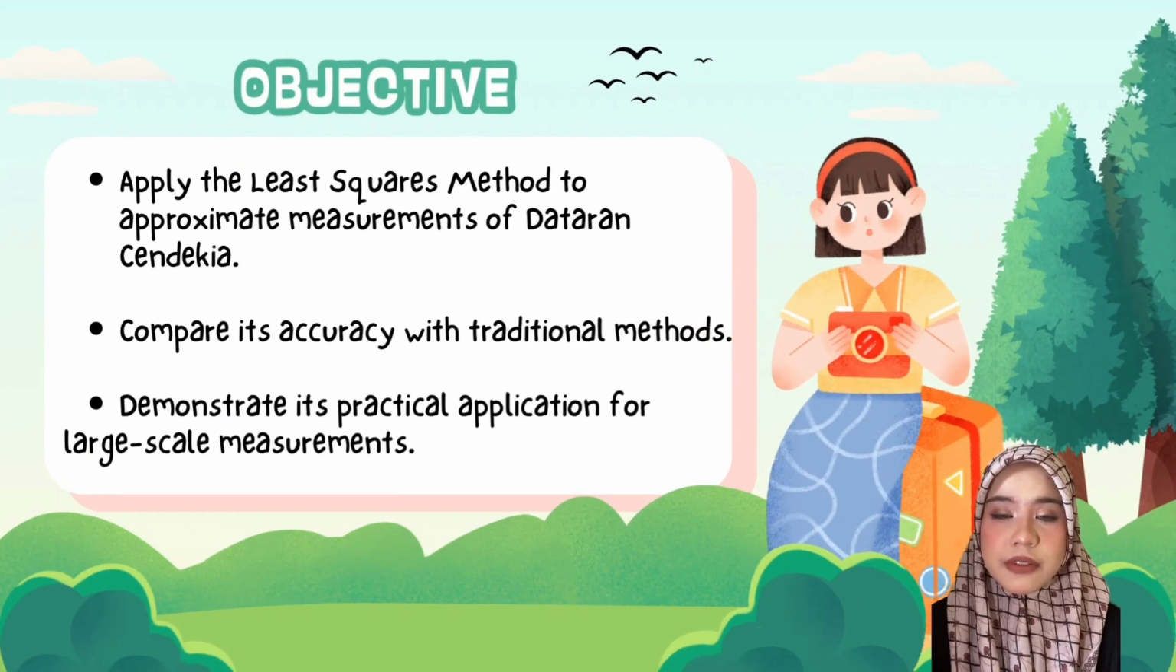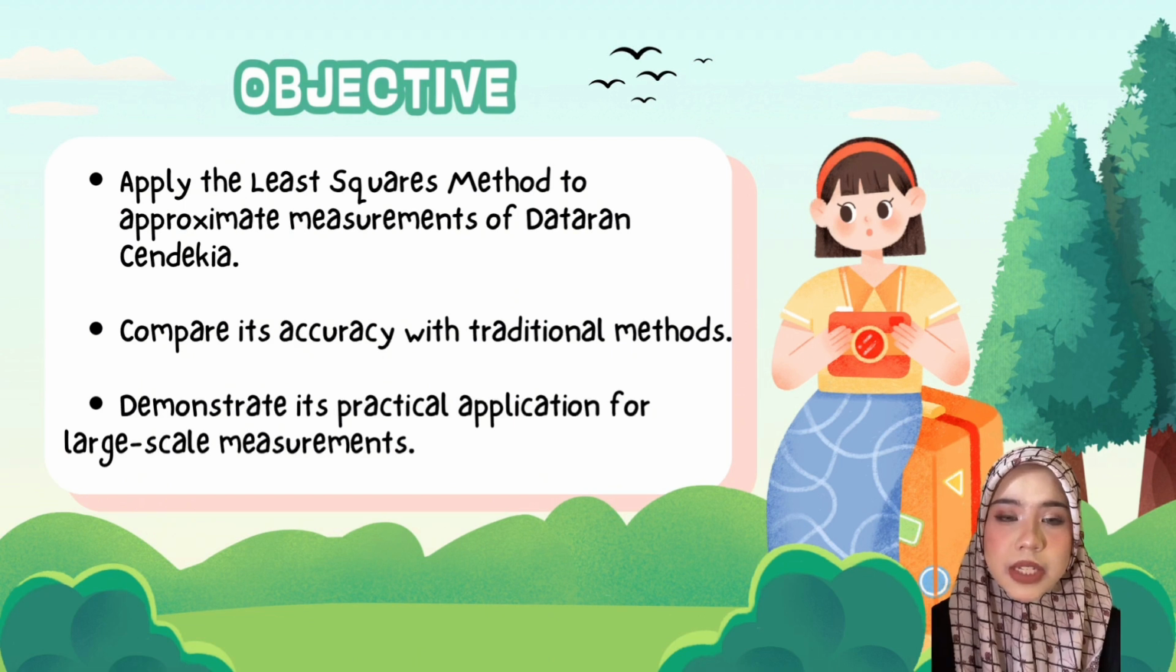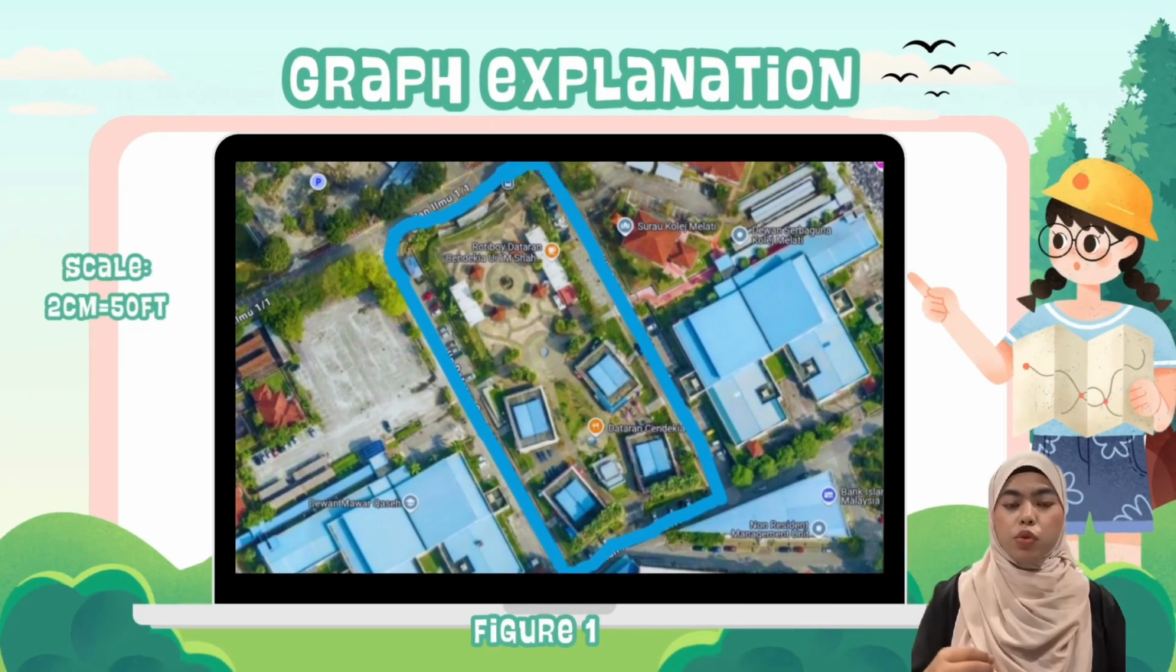So, the objectives of this project are, first, to apply the least square method to approximate the measurement of dataran cendekia; second, to compare the accuracy of the least square method with traditional measurement methods; and third, to demonstrate the practical application of this method for large-scale measurement, which can be beneficial for future urban planning and civil engineering projects. Now, we move to graph explanation.